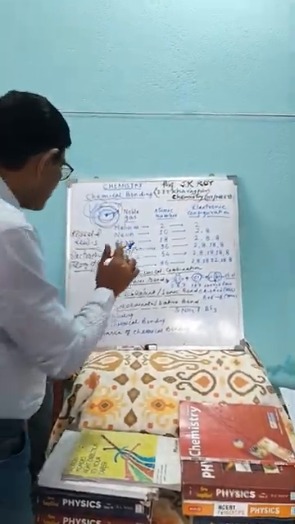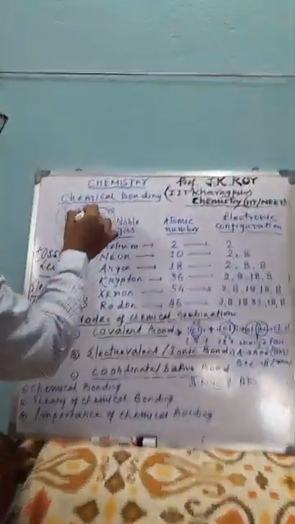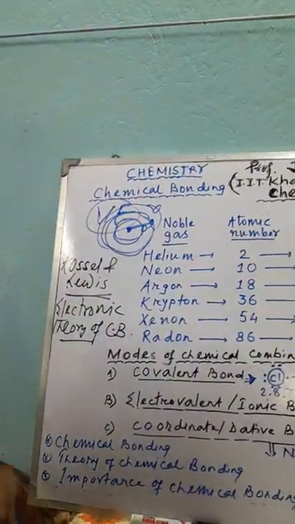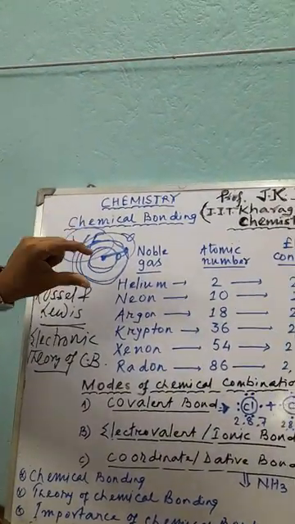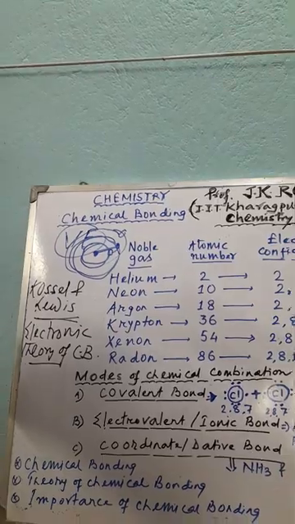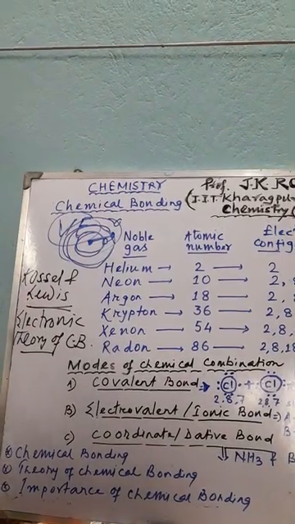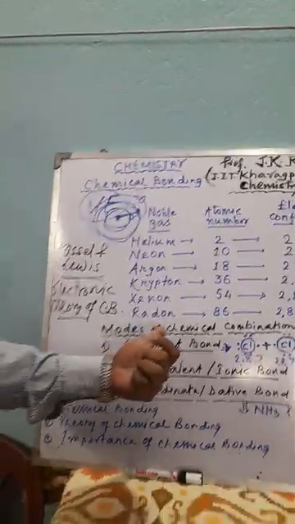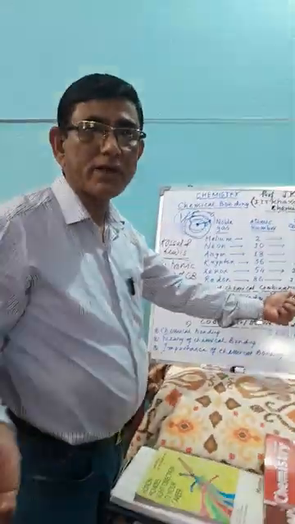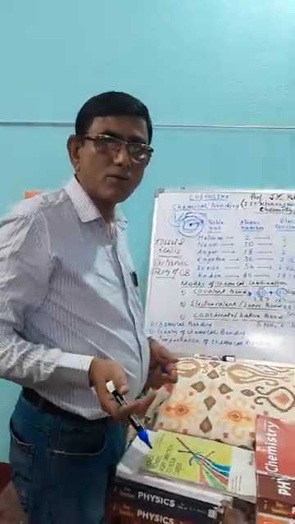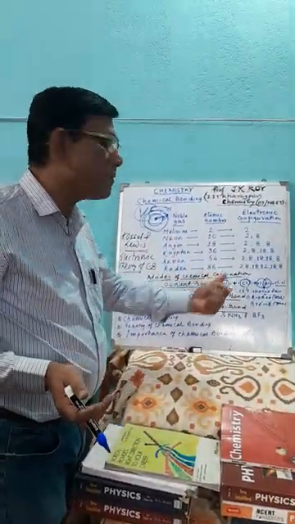Okay, so valence, the first important one is valence electron. Don't forget, valence electron is the major component or part of chemical bonding. Now another point is: what are the different modes of chemical combination? Fantastic topic, modes of chemical combination.